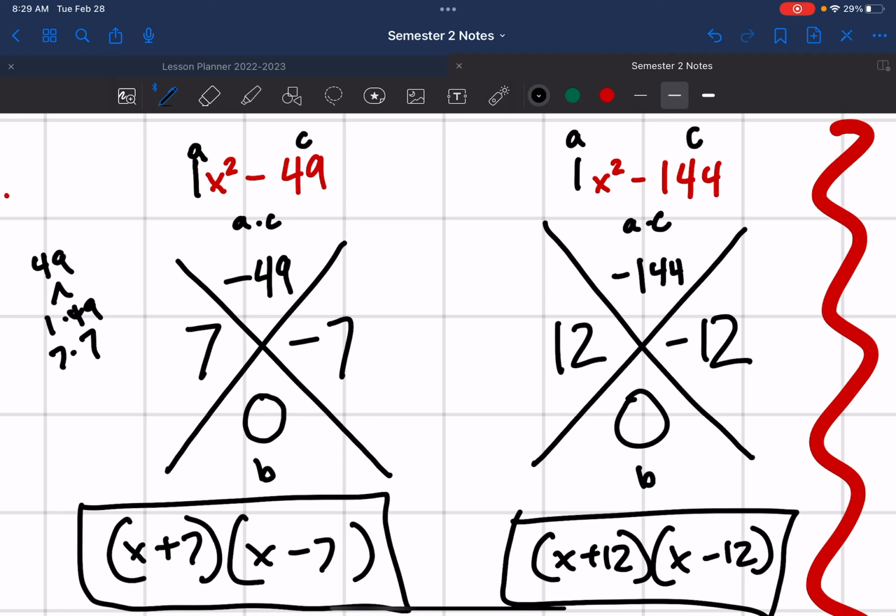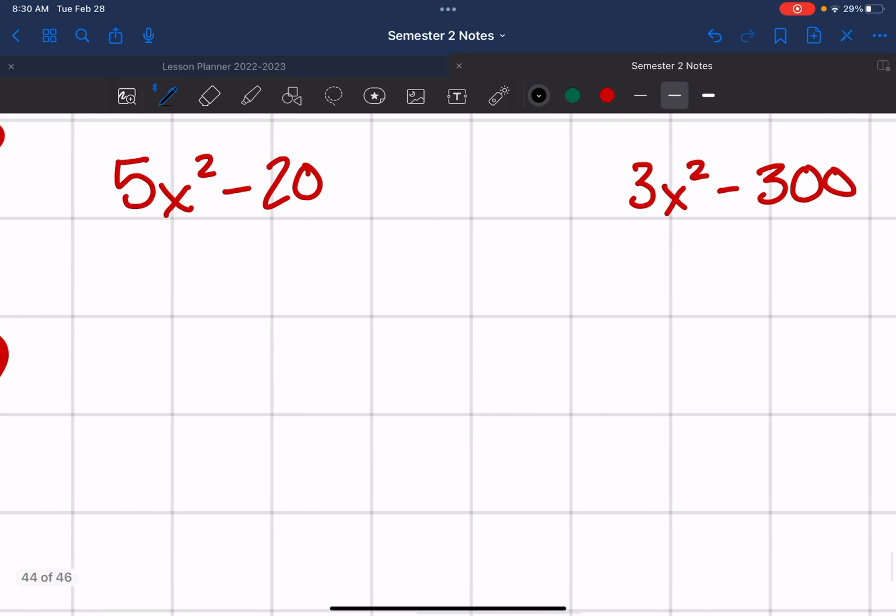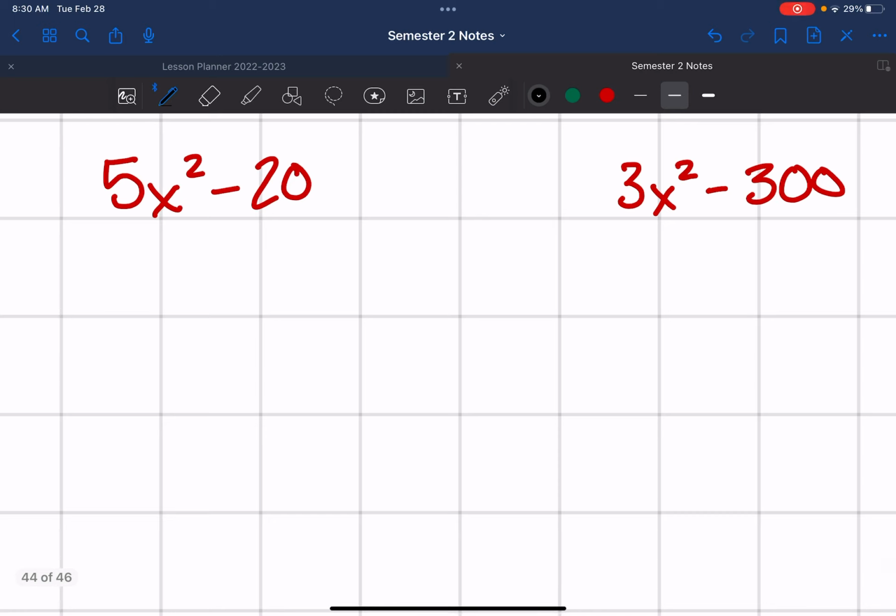So that's the first type of problem. These are factoring specials. These are special circumstances for our factors. The next thing I'm going to have you do is what we talked about yesterday in our notes, which was factoring out the GCF. Our GCF is our greatest common factor.